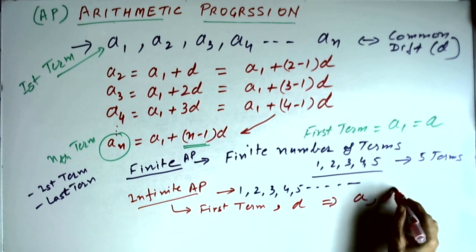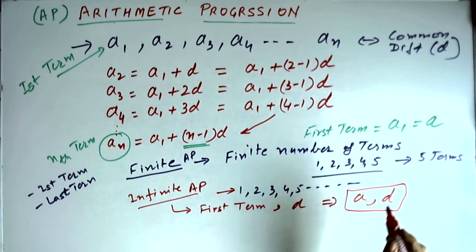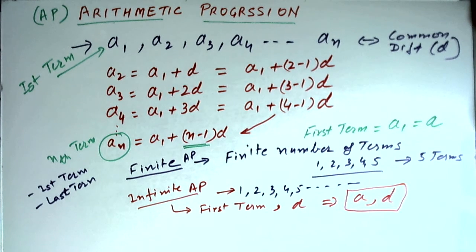In short, if we know A and D, then it is an infinite AP. And if we also know the number of terms, say 5 terms, then it becomes a finite AP. Anyway, this classification is something which we should remember, but it is very intuitive and simple to remember. Finite means a well-defined number of terms, and infinite means something which never ends.